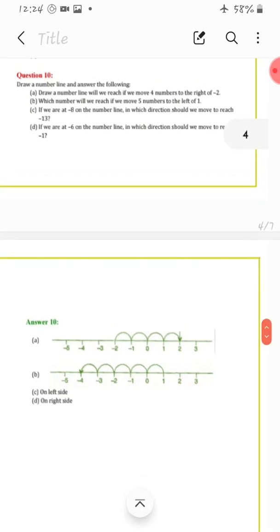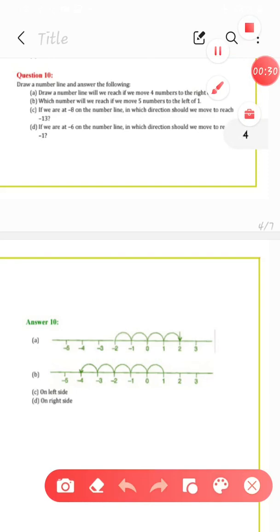Which number will you reach if you move 4 numbers to the right of minus 2? Since minus 2 is here, we have to move to the right side 4 numbers. So we are moving 4 times from minus 2: 1 time, 2 times, 3 times, 4 times. So which number do we reach? 2. Our answer will be 2.